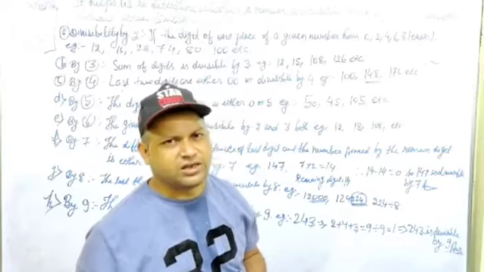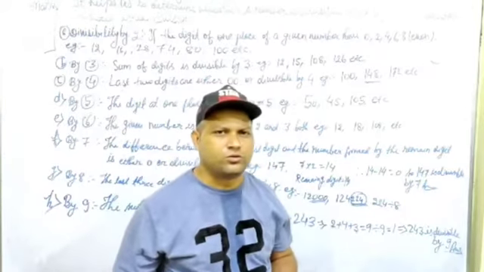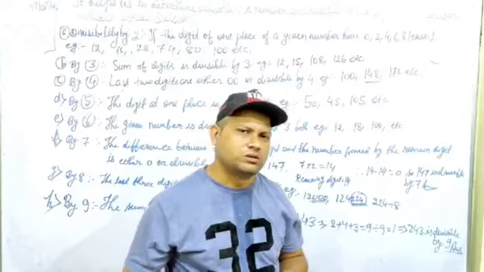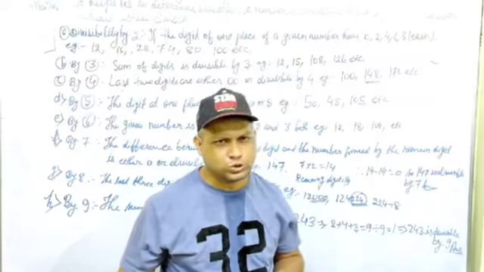108 is divisible by 3 and it is also divisible by 2. That's why we can say that 108 is divisible by 6 also.